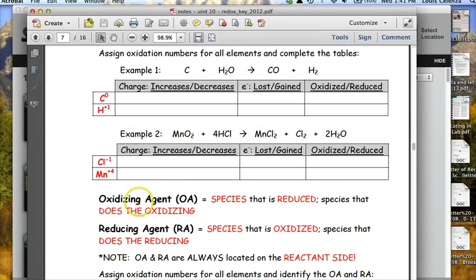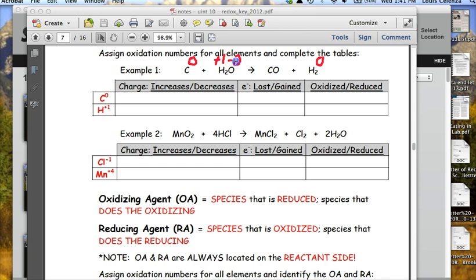Alright, so let's go through this. So here's the equation here. So you're going to say to yourself, okay, well, carbon is by itself. It's not in a compound. This plus sign separates the carbon from this. So that tells you these are two separate substances. So the carbon's a 0, as is the hydrogen. We know hydrogen's a +1. We know oxygen's a -2.